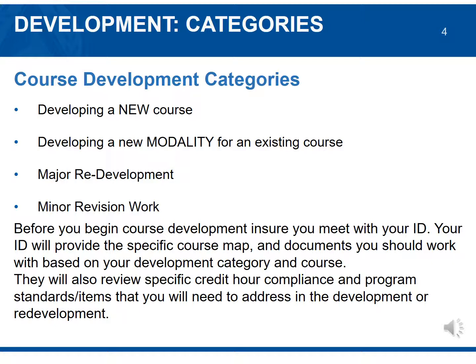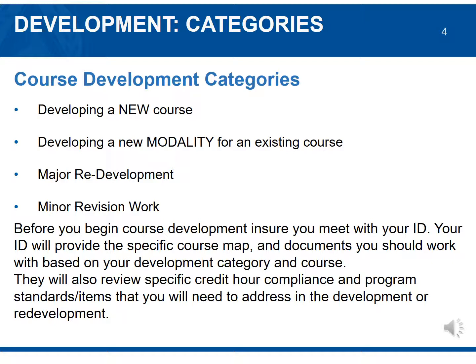Another category may be a major redevelopment or a minor revision. Note that the minor is making a few basic revisions to the overall course, a simple update that should require less than 10 hours of SME time. So if you're doing a minor revision, your timeline will be shorter since there's a lot less time required for that revision work.